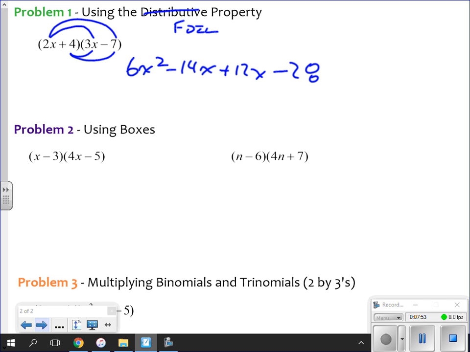Okay. Now I need to combine up like terms. I've done the multiplying. Everything's been multiplied. Now I combine up like terms. My like terms are these two here, so I have 6x squared. Negative 14 plus 12, negative 2x. And then I have my minus 28 here at the end. And that's my answer.